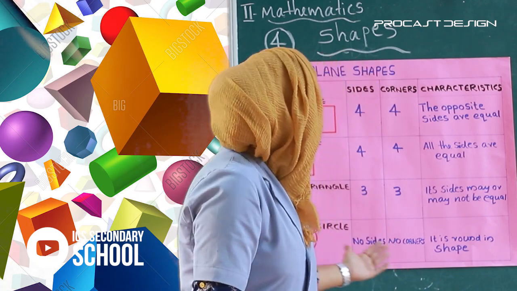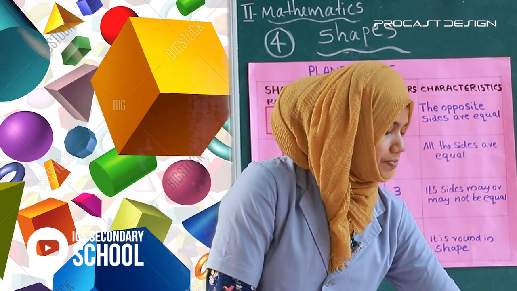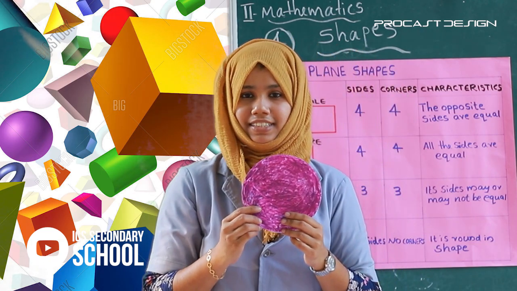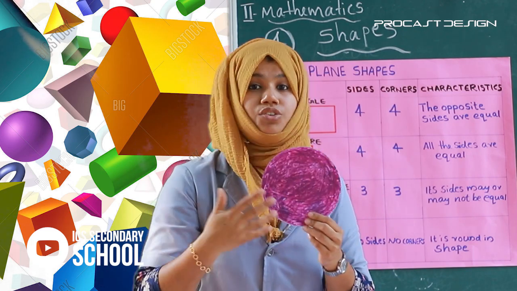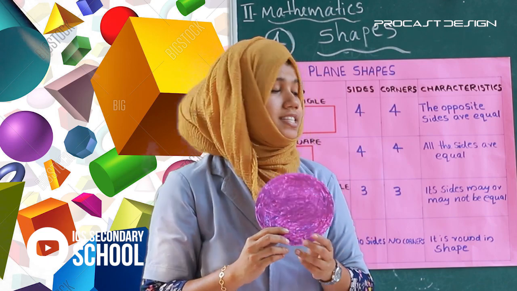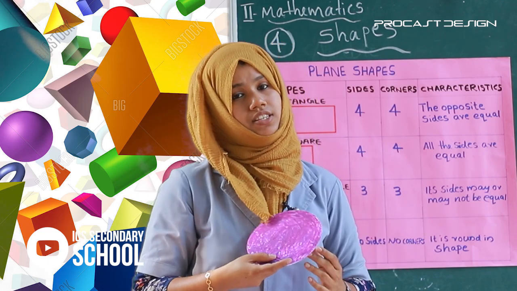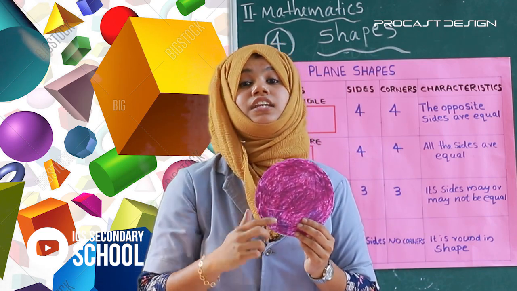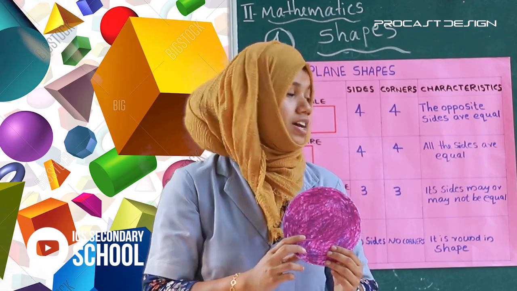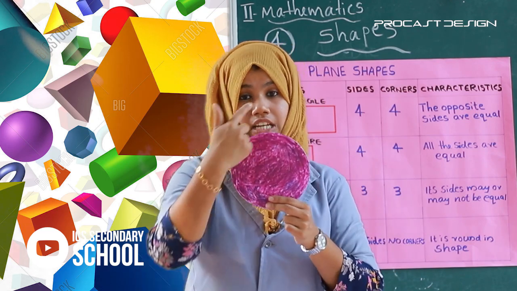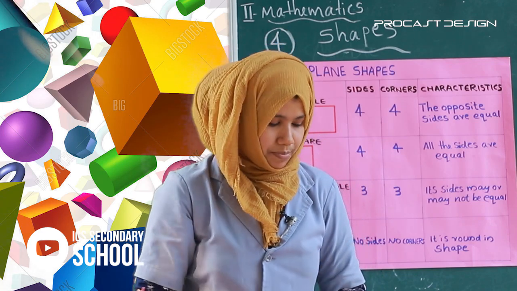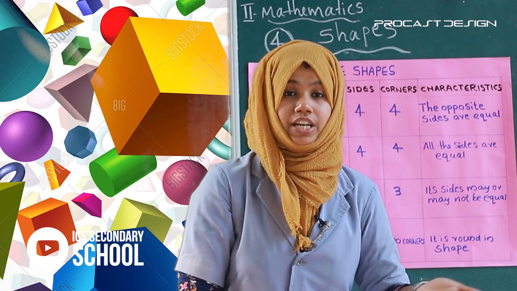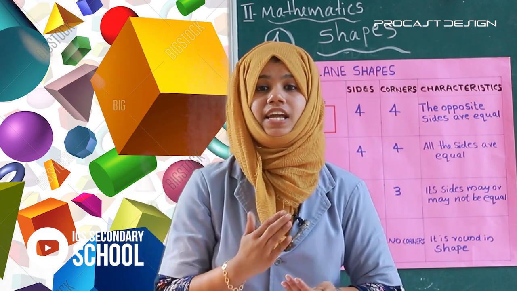Our last one is circle. This is a circle. What is the specialty? It has no sides and no corners. It is rounded in shape. What is the shape of a circle? Yes, round shape. So today first we learned about the plane shapes.